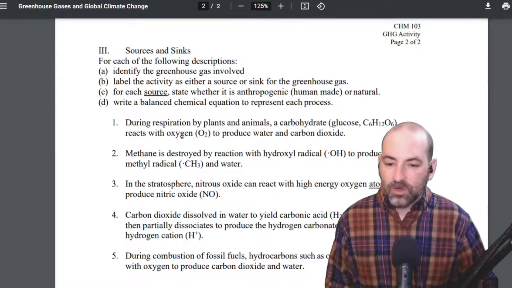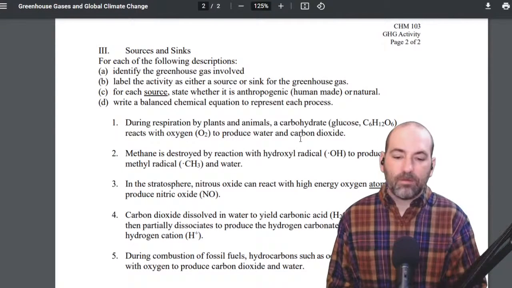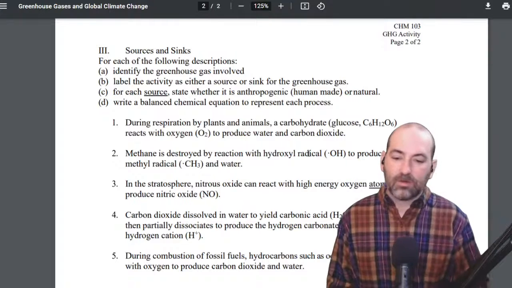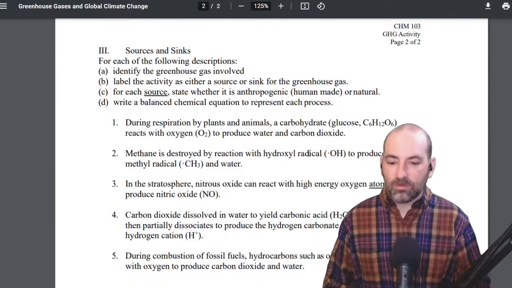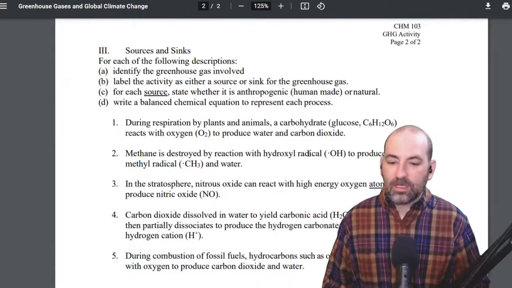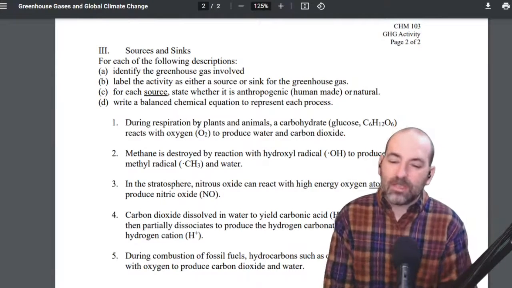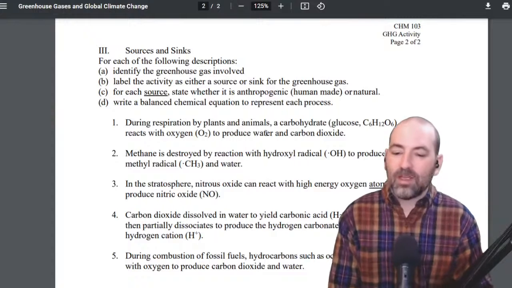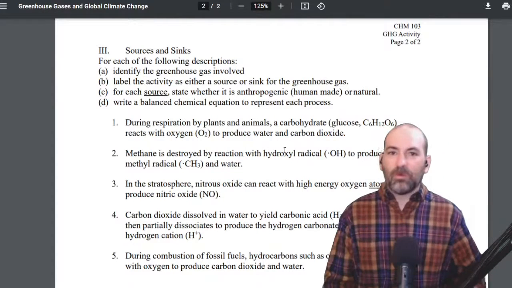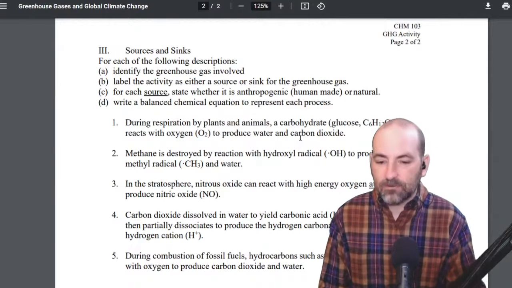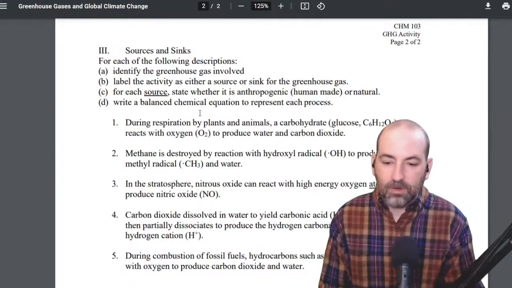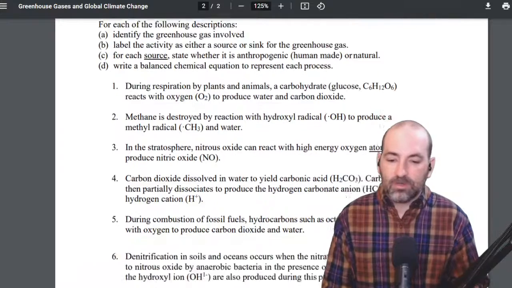And is it a source or a sink? Well, the water and the carbon dioxide, those are the greenhouse gases in this equation. Those are produced. So this would be a source. It's producing those gases. Is it human-made or natural? Well, I would say in this case it's natural. I mean, humans are animals also, but it's just saying in general when there's respiration, carbohydrates produce this. So this is a natural process. And then finally, we're going to write a balanced chemical equation to represent that.